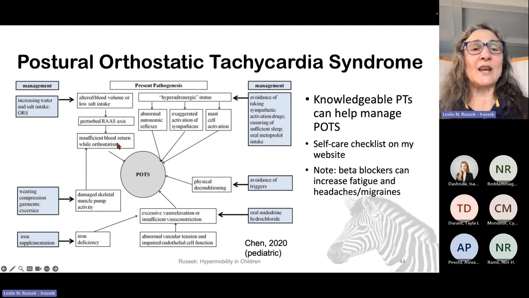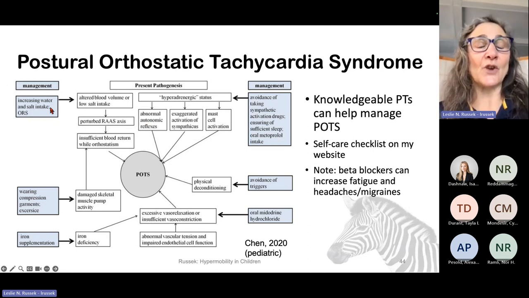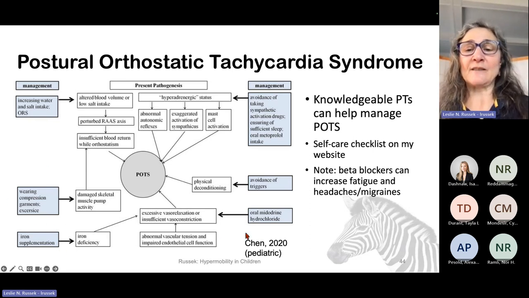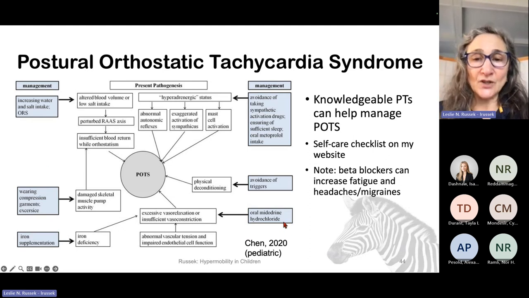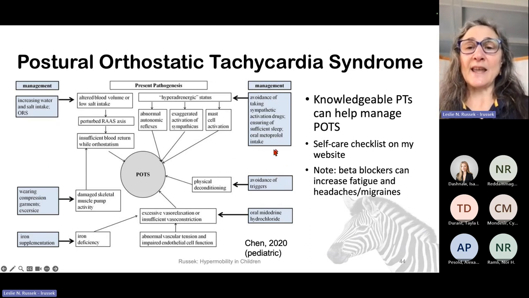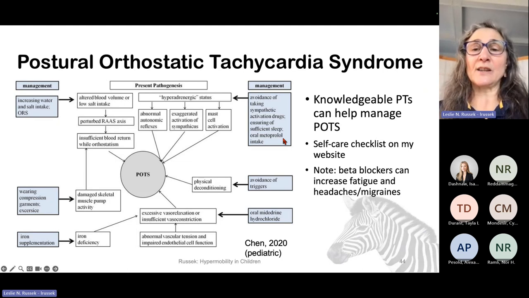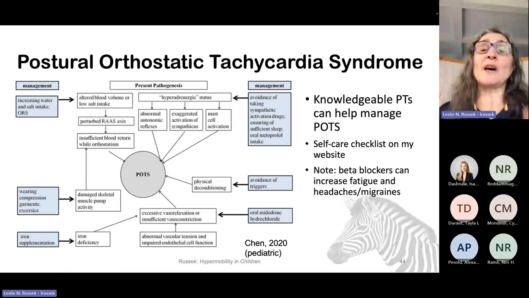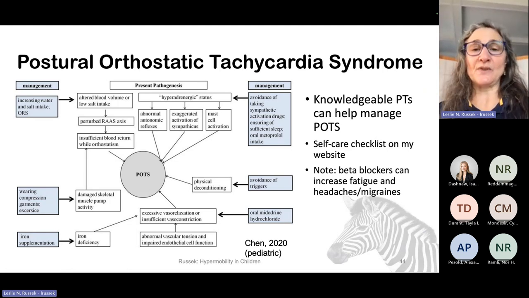This graph, I'm not going to go through in detail, but it shows how different aspects of the POTS physiology lead to management. So increasing water and salt or electrolyte intake, wearing compression garments and exercise, iron supplementation, medication to cause vasoconstriction to get that blood back, of course, avoiding triggers and reconditioning, avoiding sympathetic activation drugs, making sure they get sleep. And for people who have tachycardia as their major symptom, the beta blockers. But again, remember that beta blockers can increase fatigue and migraines because you're just not going to get the blood up to the brain because you're interfering with the compensation mechanism of POTS.